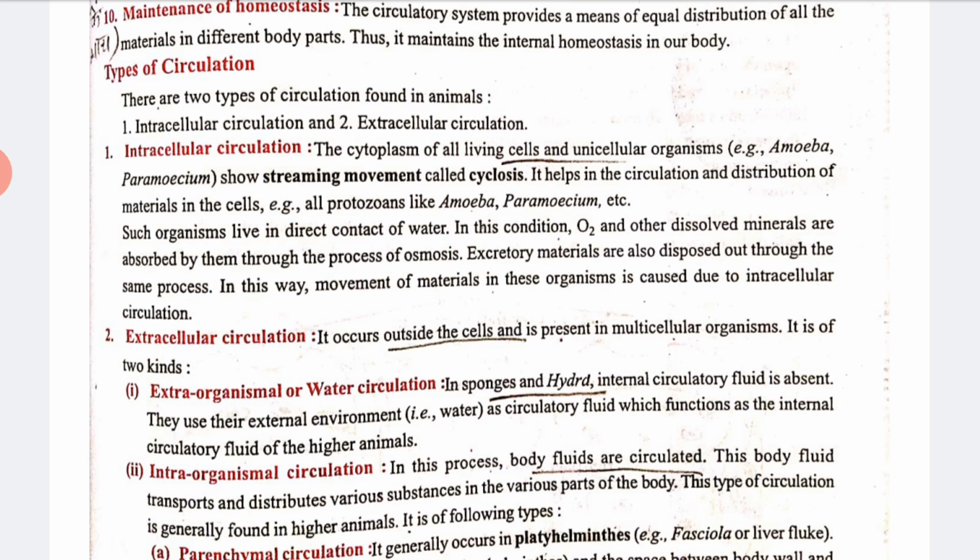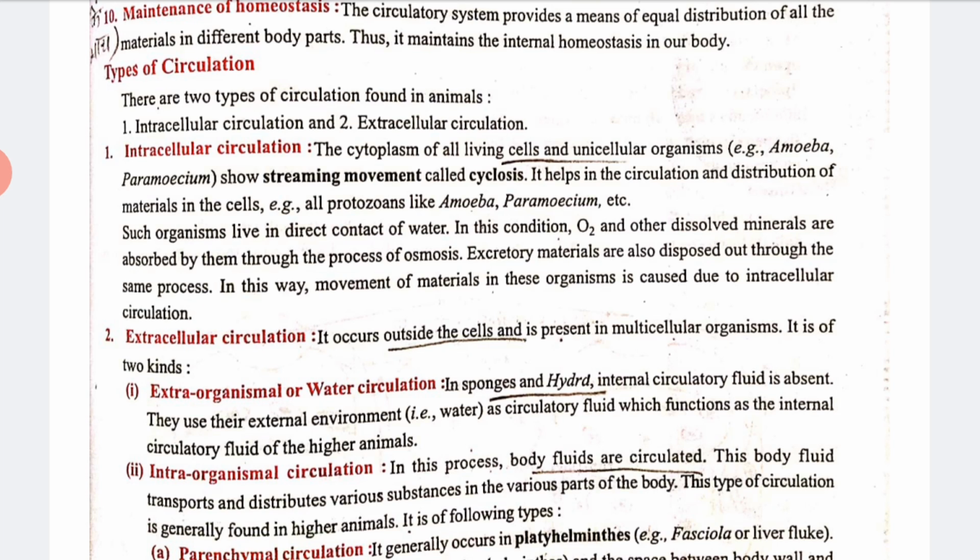Now extracellular means outside of the cell, right? So it occurs outside the cell and is present in multicellular organisms. It is again divided into two kinds, that is organismal, or we can say water circulation, and organismal circulation.